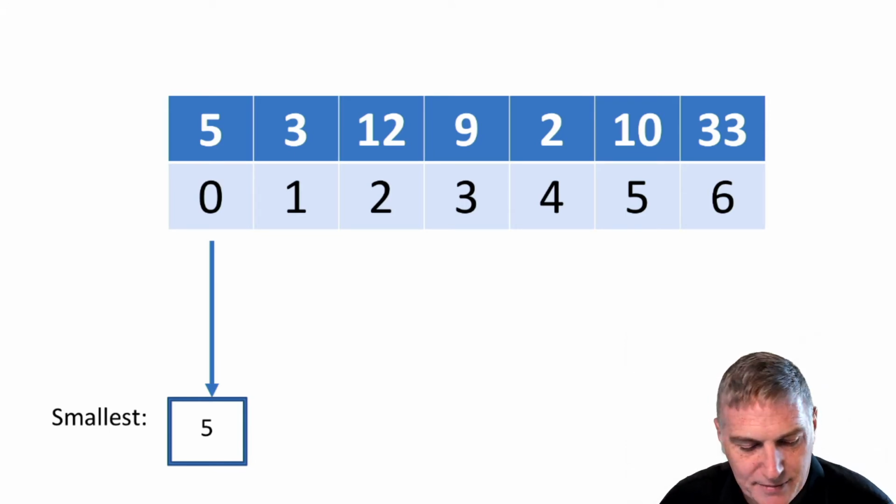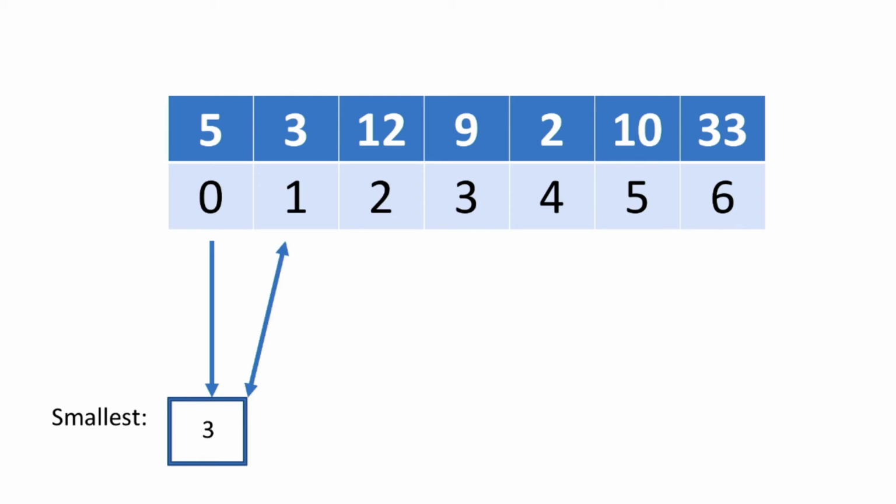So for example, when we compare the next element in the list, which has a value of 3, with the value that was in there, which was 5, 3 was smaller, so we update smallest to be 3. We go to the next item in the list. It has a value of 12. Compare 12 with 3. 12 is not smaller than 3, so we don't do anything. Then we go on to the next item in the list, which has a value of 9. 9 is not smaller than 3, so we don't do anything.